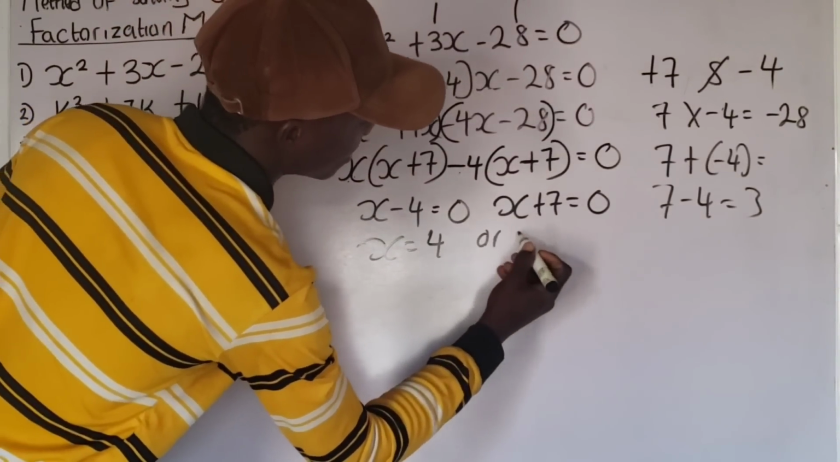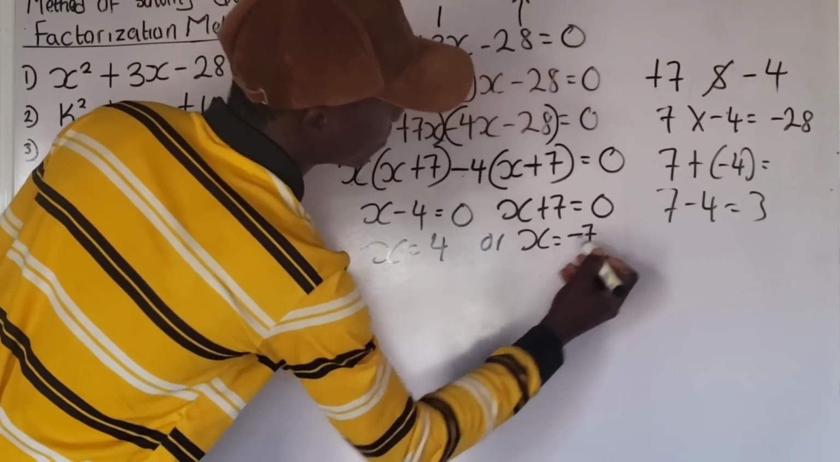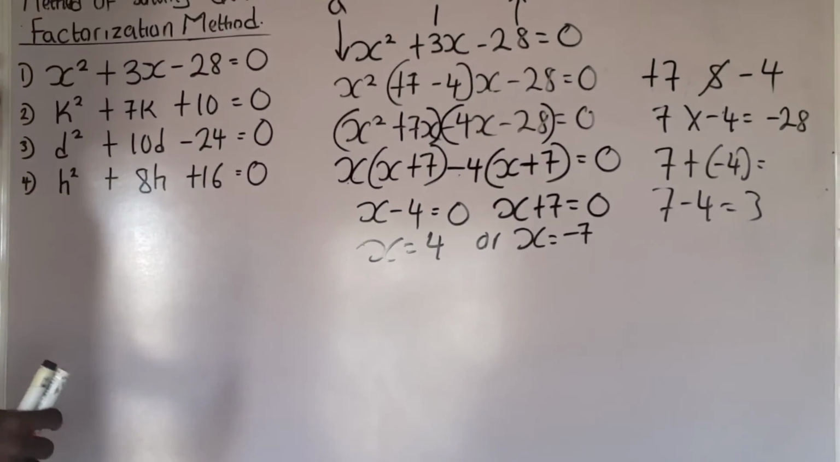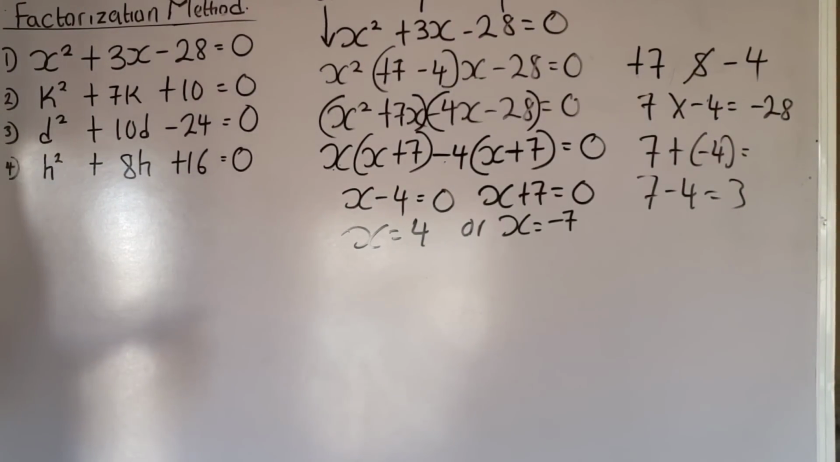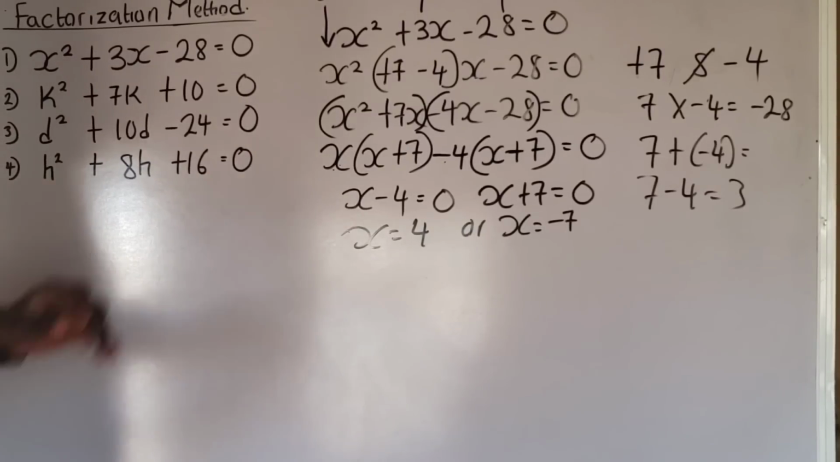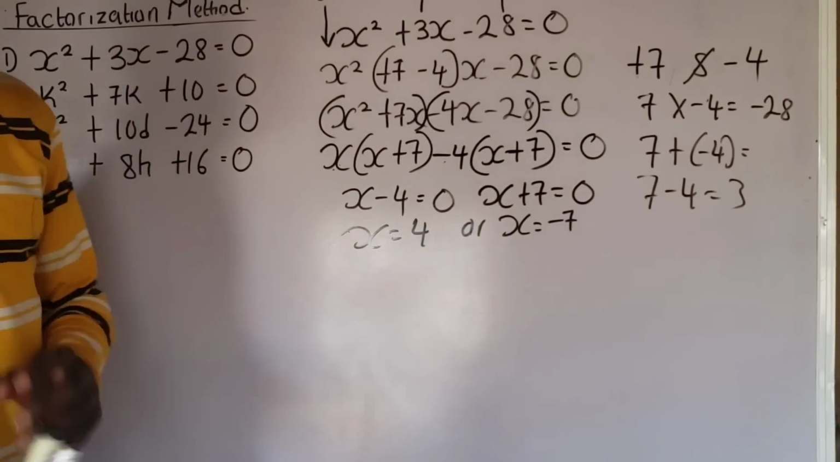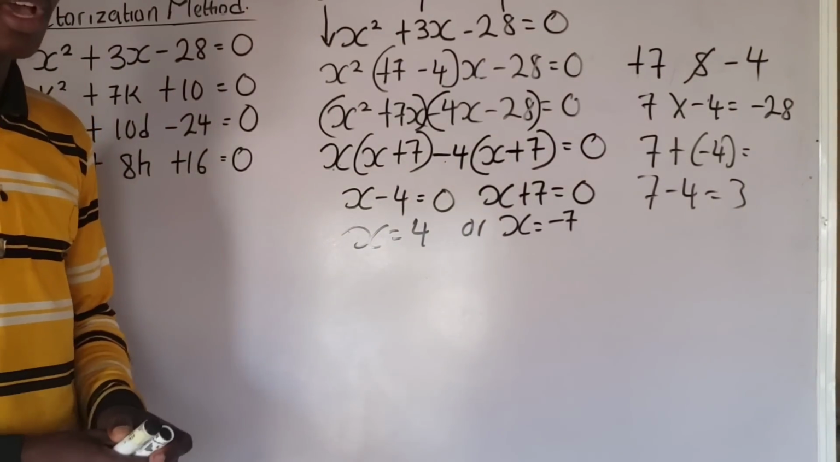4 or what? X equals what? Negative 7. You understand? That is the value of x for this quadratic equation. The goal is to determine the root of the quadratic equation. The roots of this quadratic equation are those values that make the quadratic equation equal to 0, or satisfy the quadratic equation. Are you paying attention?